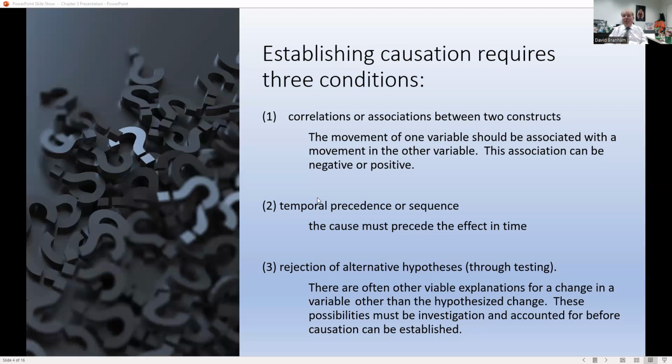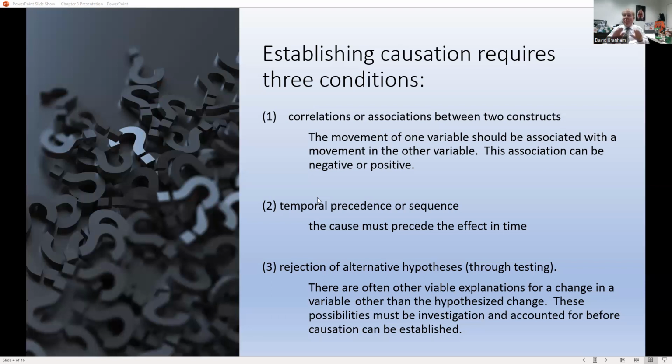And then third, you need to be able to reject the alternative hypotheses. So if I go to the variable of churches and bars, I have the association, one. The more churches you have, the more bars you have. So I have that association. The second one, I have temporal sequence. It could be as one goes up, the other one goes up. So as bars go up, so do churches. So the sequence is probably in effect.